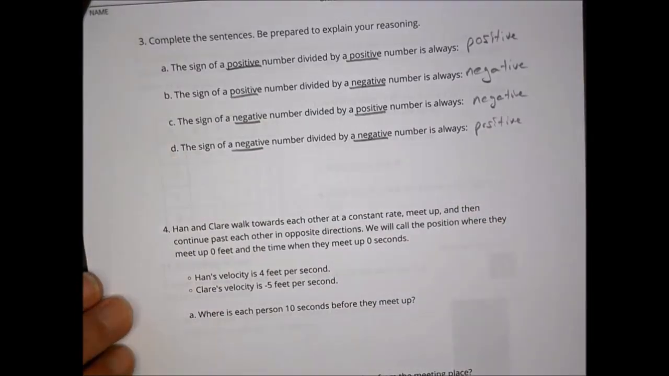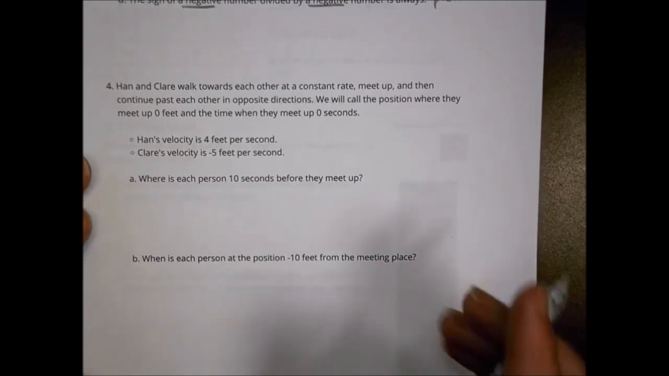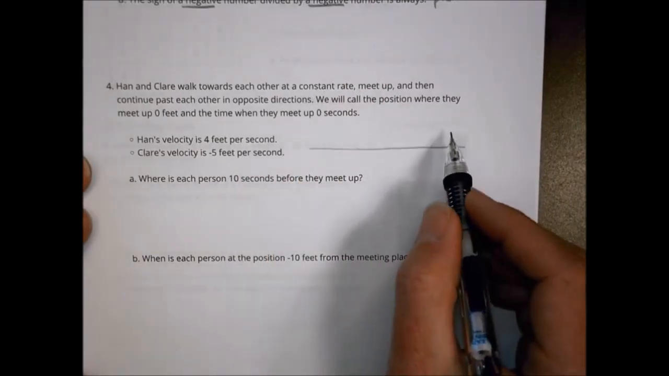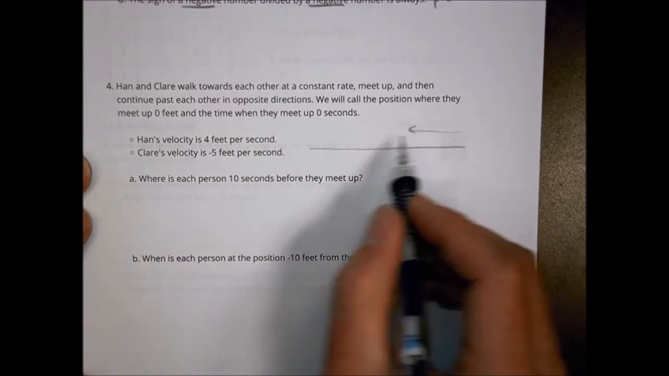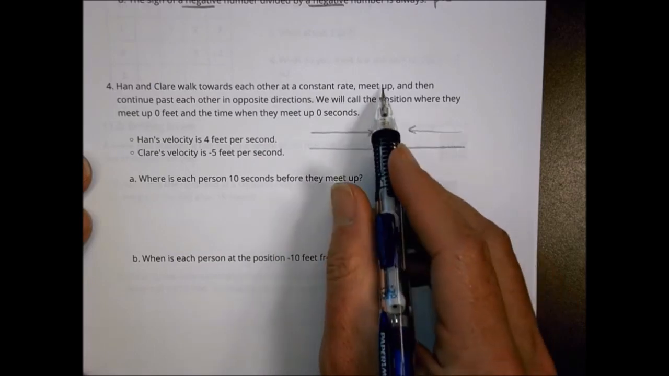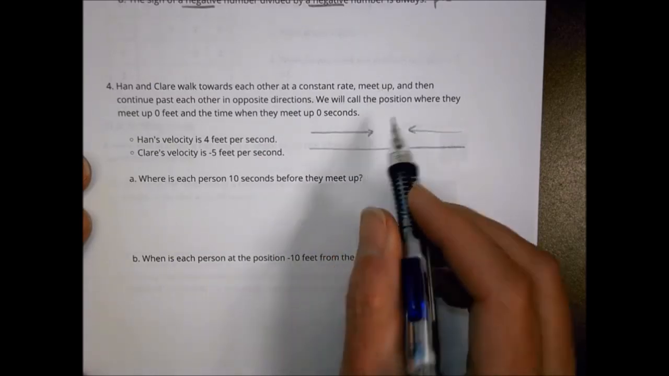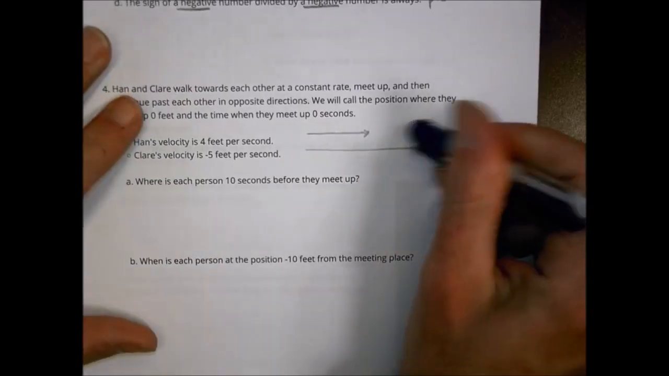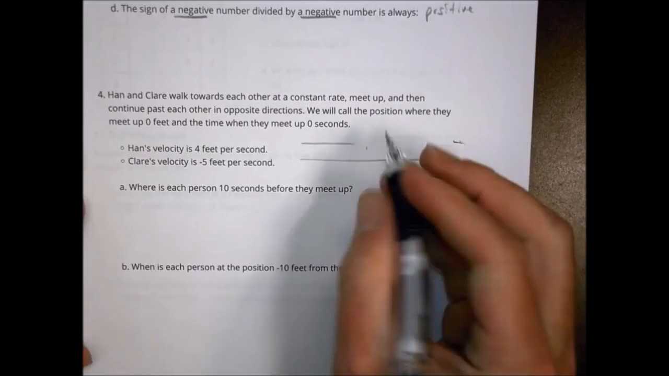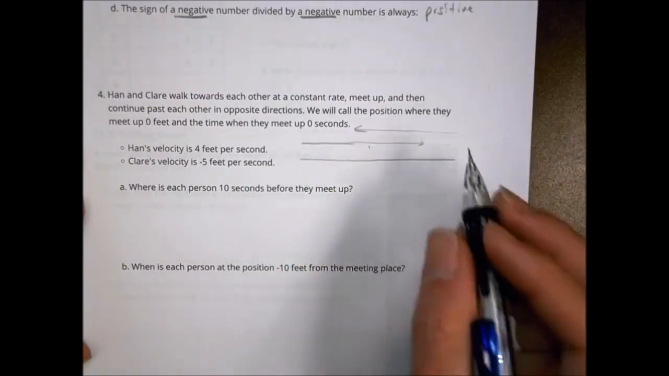All right, let's take a look at a little word problem. It says Han and Claire are walking towards each other at a constant rate. So one is walking this way and one is walking that way at a constant rate. They meet up and then they continue past each other. So as they're going along, they cross each other like so.